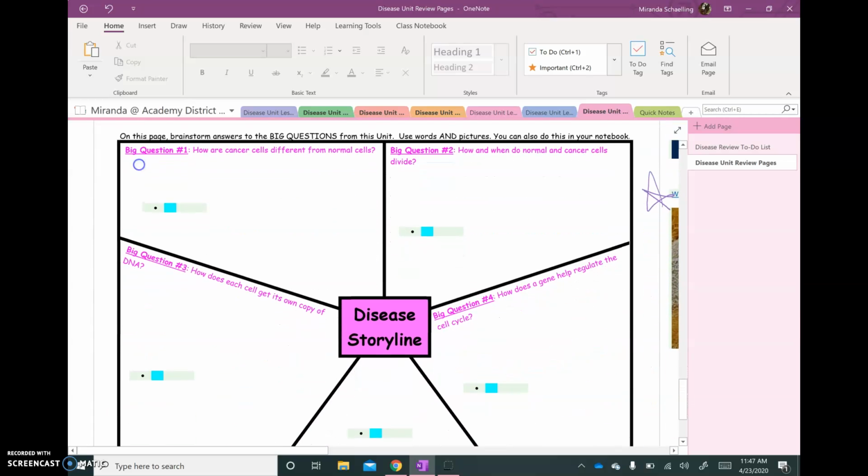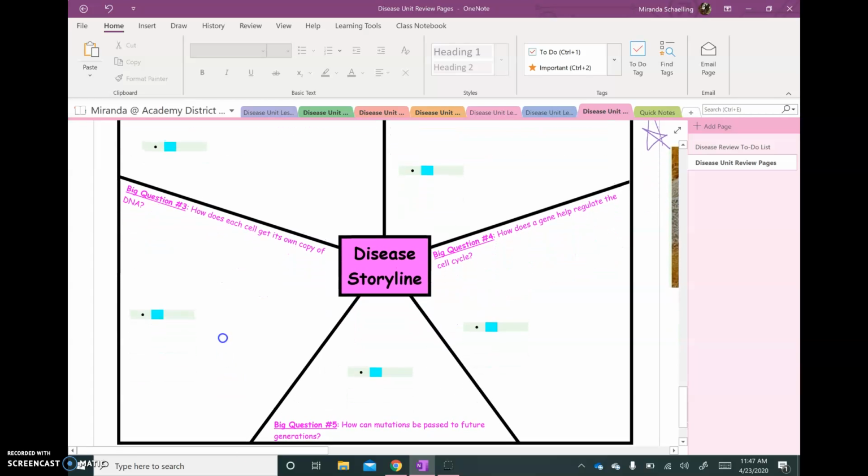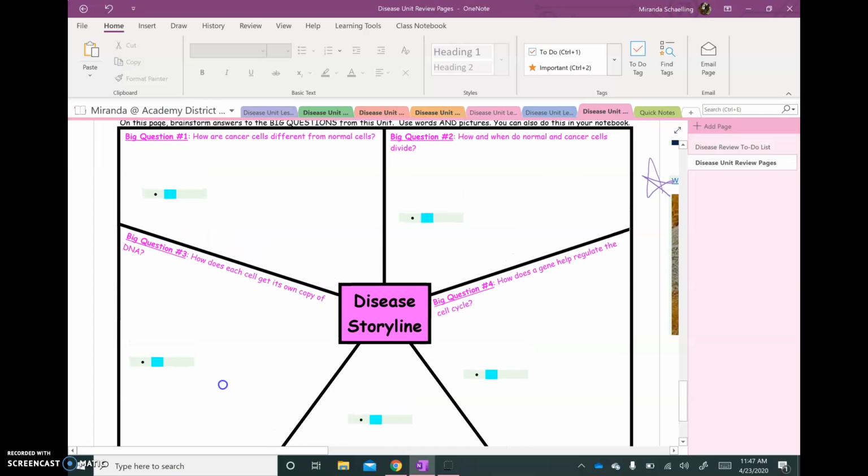All right, then this last part here, we made this in your paper notebooks back in the day. So if you want to do it on that, that's great. If you want to do it in here, that's also great. My suggestion would be that you use some words and pictures in here, even if you just use pictures from the internet, because these are our 5 big questions from the whole unit. All right, so once you're done with that, you're all set, ready to take the test. Good luck.